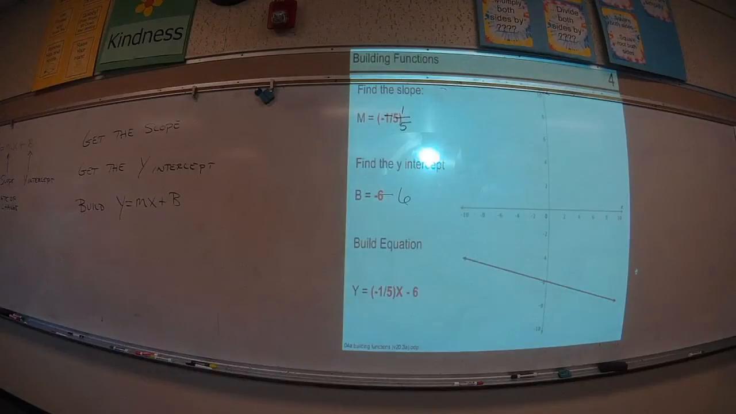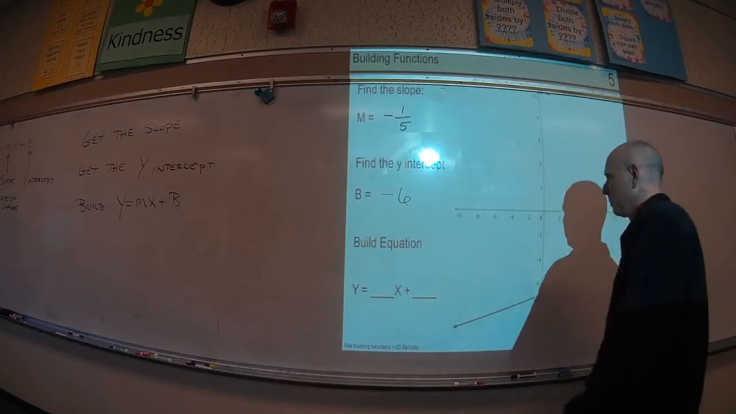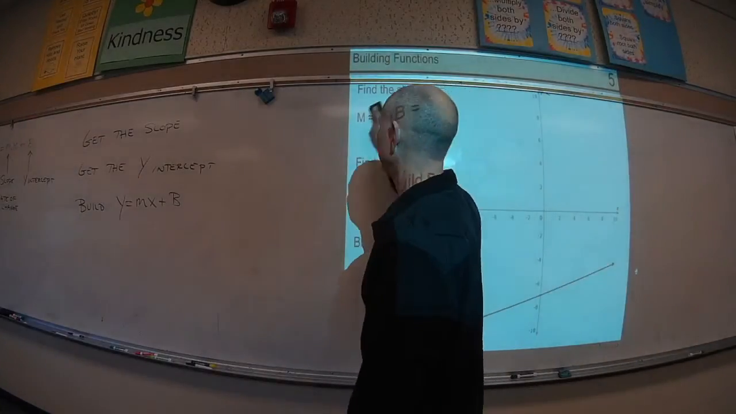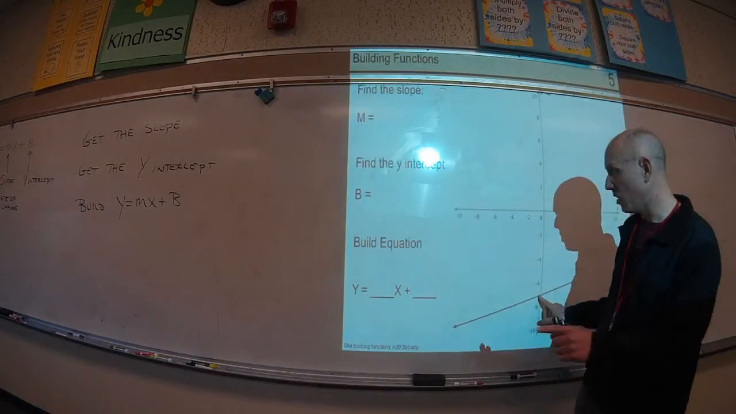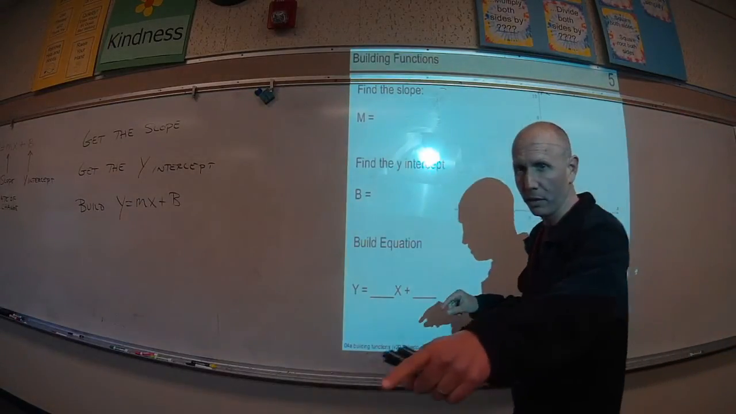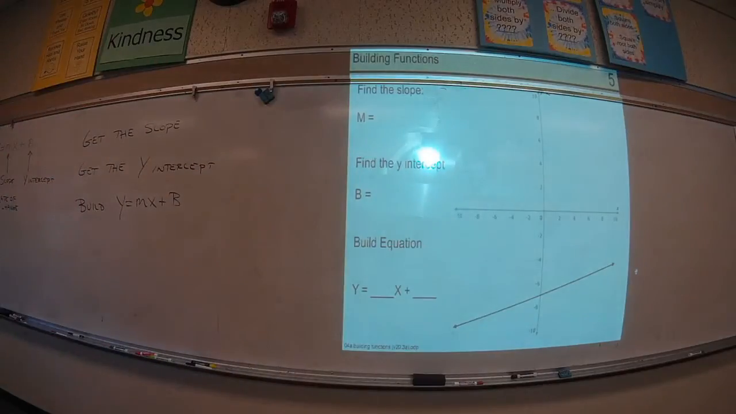There's all the answers for it. Go to slide number 5 and find me the slope. You are saying this thing goes up 4 and over 1. That's what you're telling me. Yep. Good.